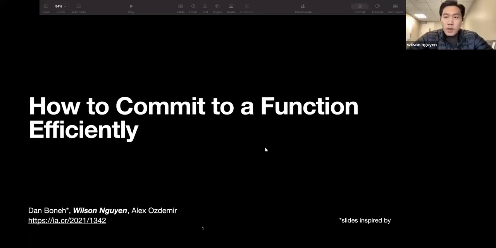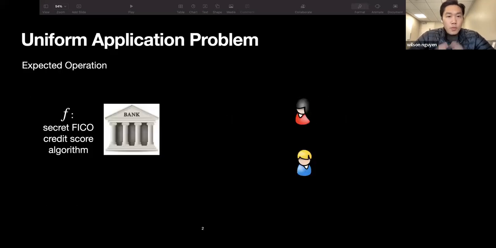Cool. So I'll be talking about a new cryptographic primitive, or sort of new cryptographic primitive called functional commitments. This is joint work with Dan Bidet and Alex Odsmir. So we will first describe what we call a uniform application problem. So imagine there is a bank with some secret FICO credit scoring algorithm F. It wants to keep this algorithm secret so that individuals cannot game to get better credit scores.